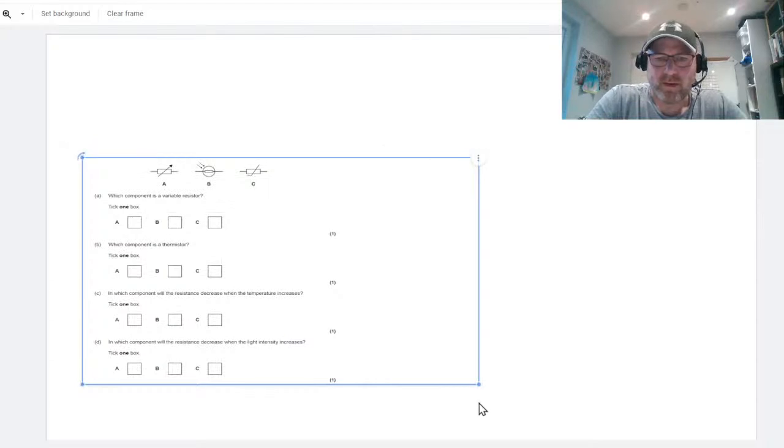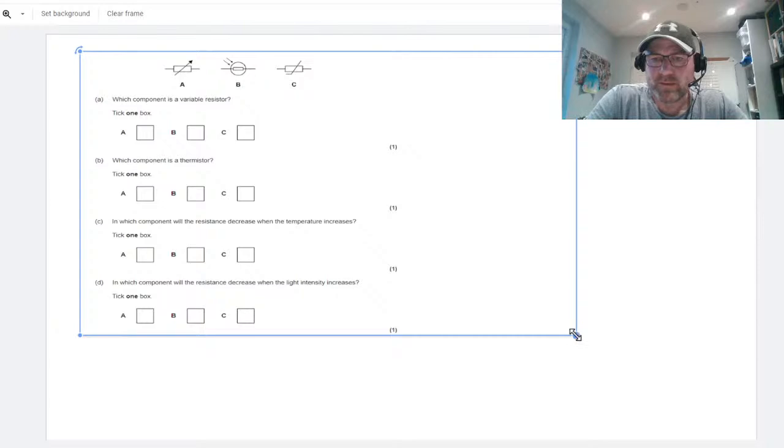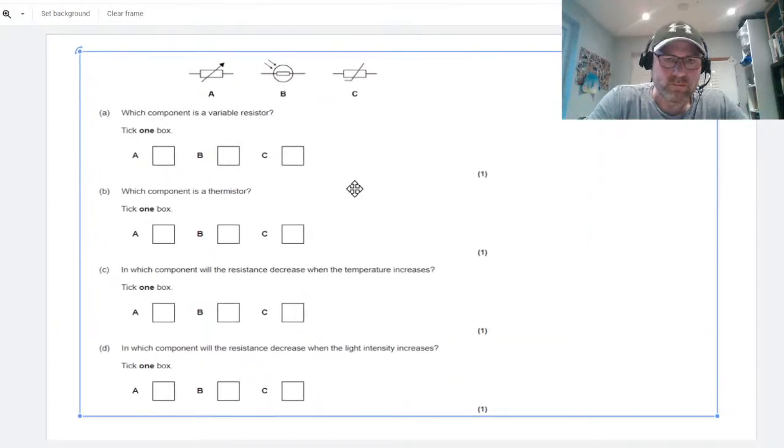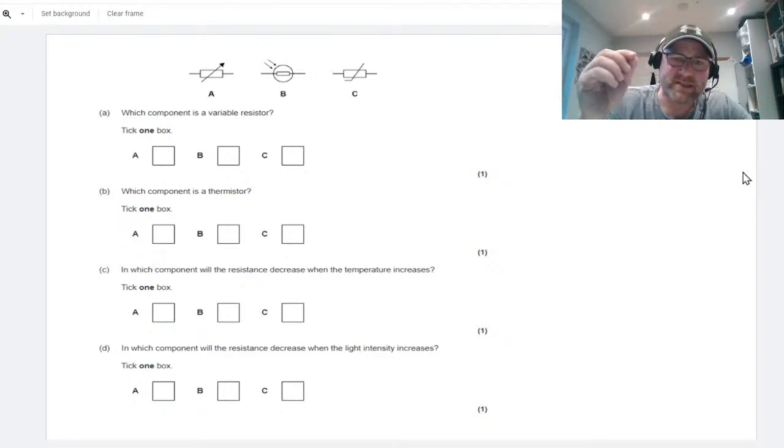Alright. Let's do a few circuits questions, guys. Okay, guys. Have a go. Give yourself a minute. Have a go at these nice little warm-up ones. Which of these components is a variable resistor? Which component is a thermistor? In which component will the resistance decrease when the temperature increases? And in which component will the resistance decrease when the light intensity increases?